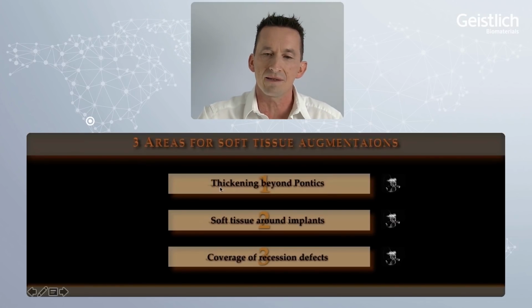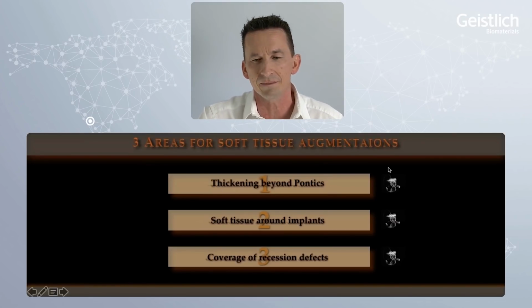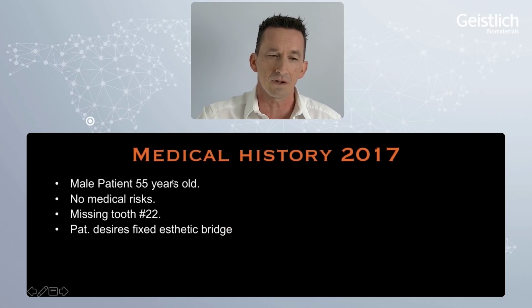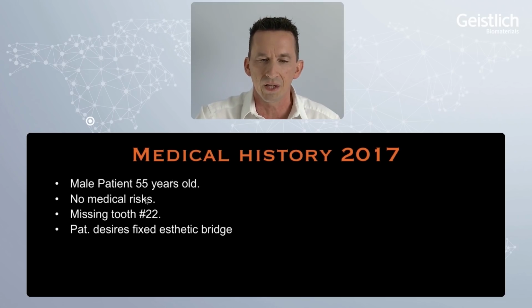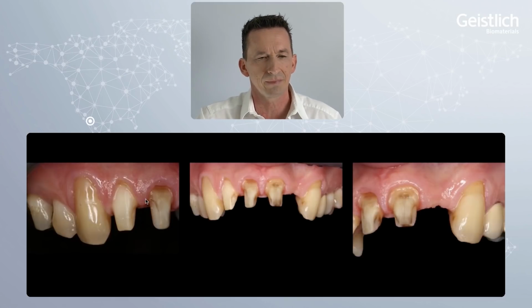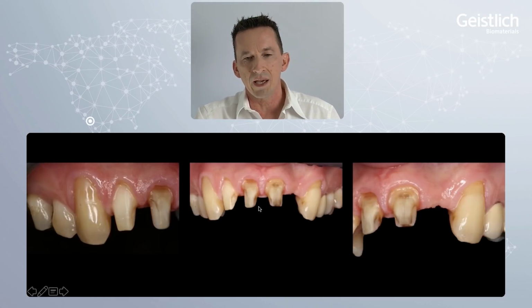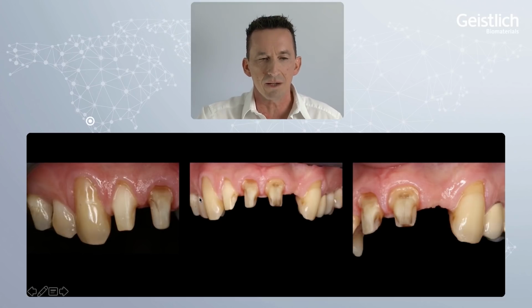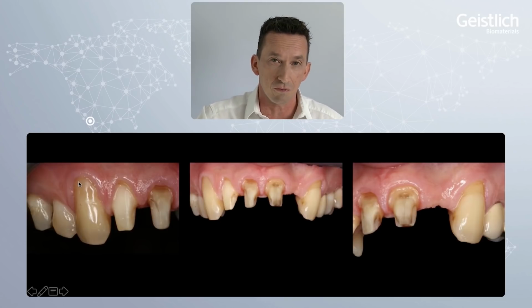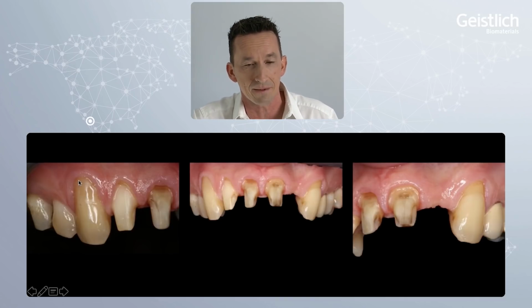We start by thickening beyond pontics. Here you see a patient, 55 years old, healthy, and a missing tooth 2-2. He wanted to have a fixed aesthetic bridge. First, we talked about his recession defects at the canines, and you see the recession defects of more than 3 millimeters. We started to cover with connective tissue grafts from both sides of the palate.